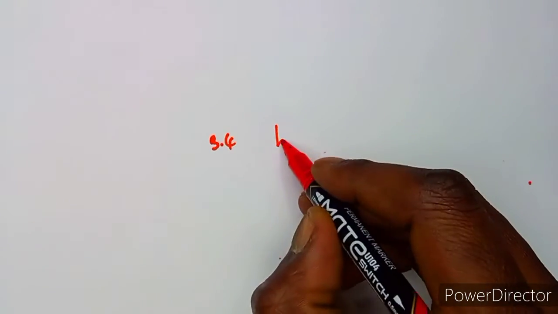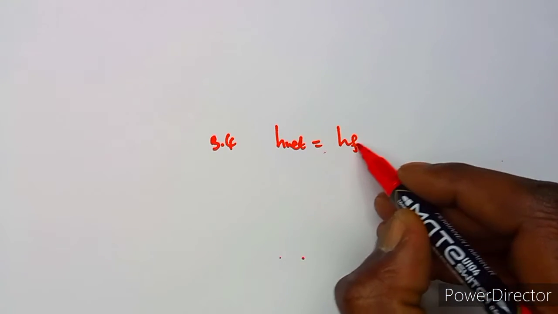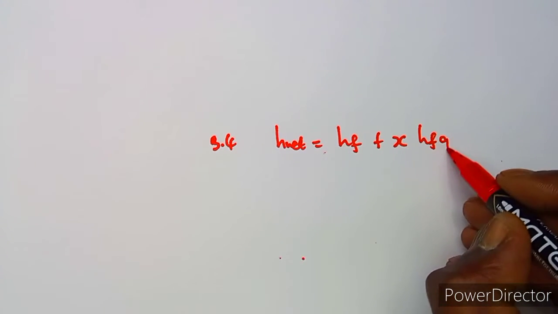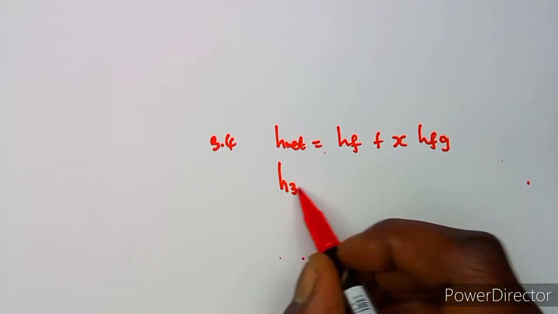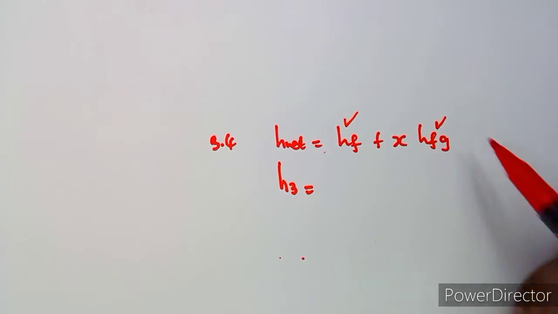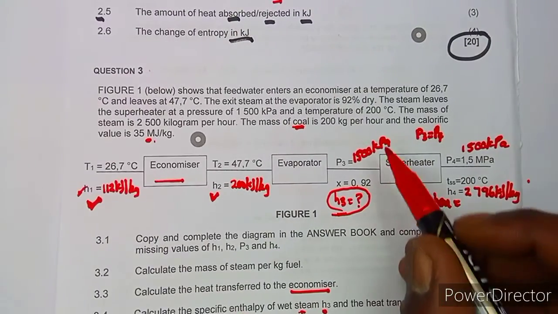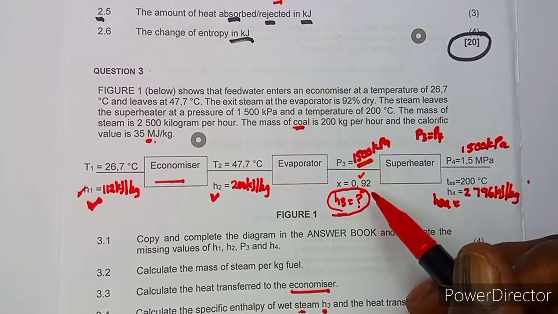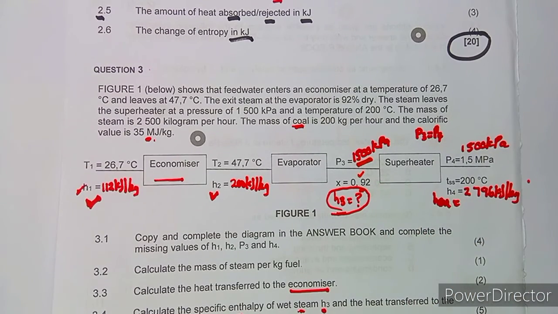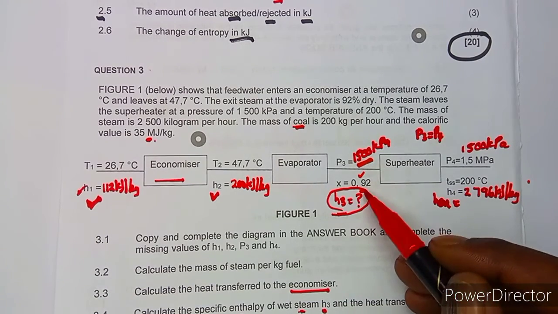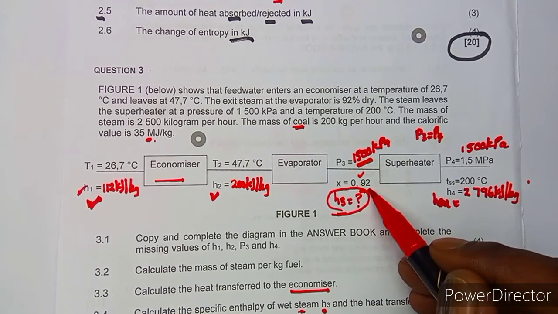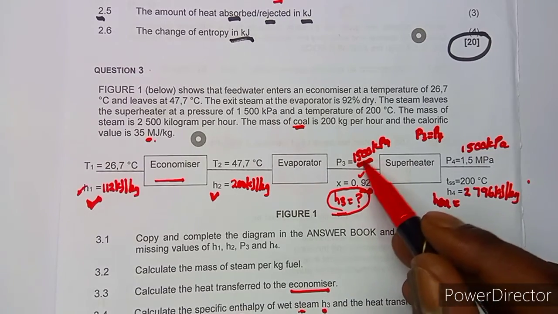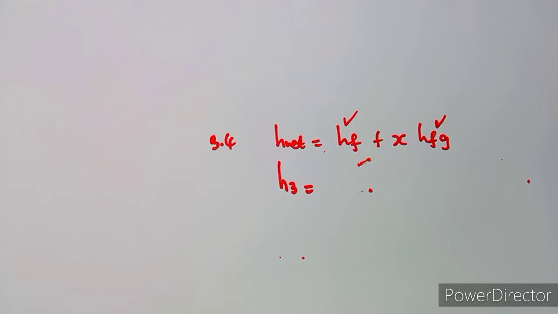You know that H wet is equivalent to hf plus x hfg, which is our H3. The hf and hfg you find at this pressure because you are given the pressure. Remember, you are given the dryness fraction of the steam, which is 0.92. There's nothing to do there, you already have it. All you need is to find hf and hfg from 1500 kilopascal. So from your steam table, let's go back to our steam table, guys.